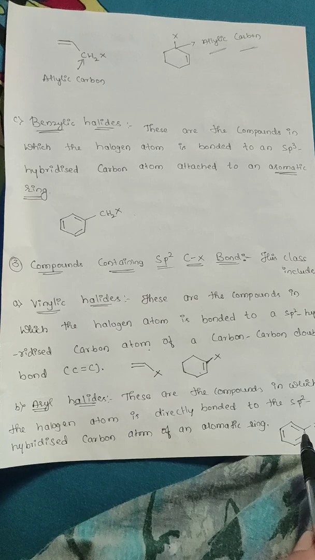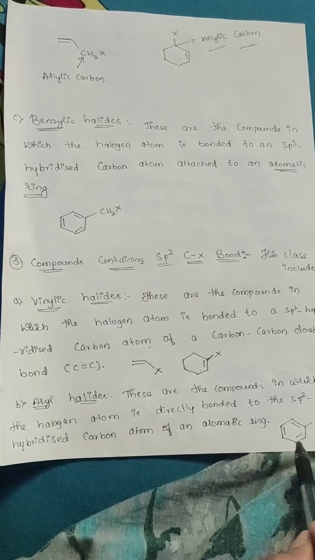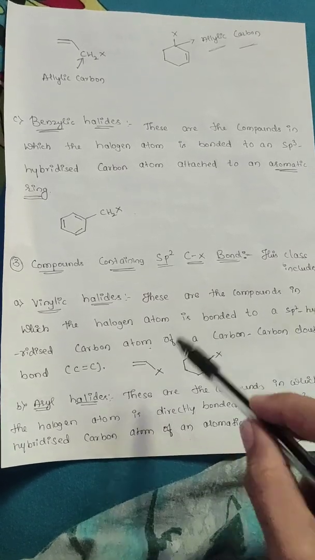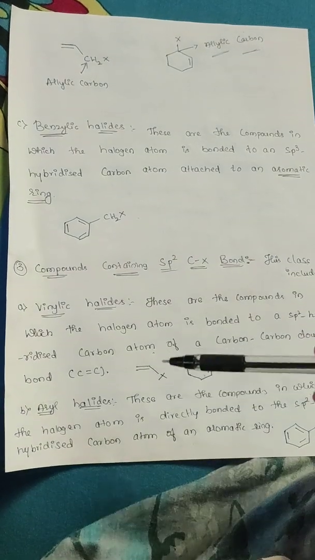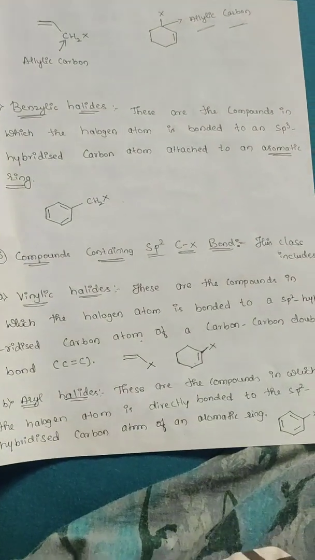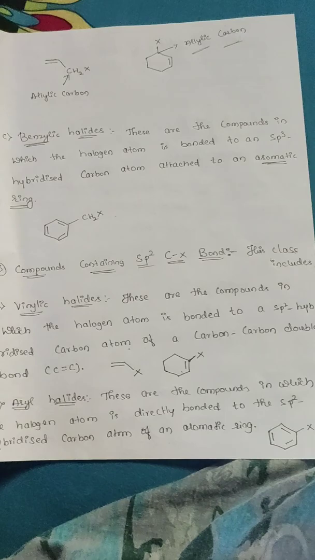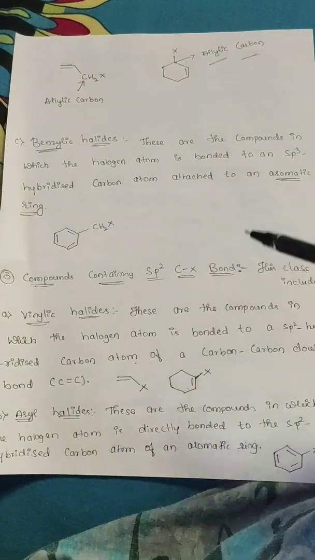Then aryl halides are those where the halogen atom is directly bonded to the sp2 hybridized carbon of a cyclic system, meaning it is opposite to benzylic and opposite to allylic. So this is about the classification of haloalkanes and haloarenes.